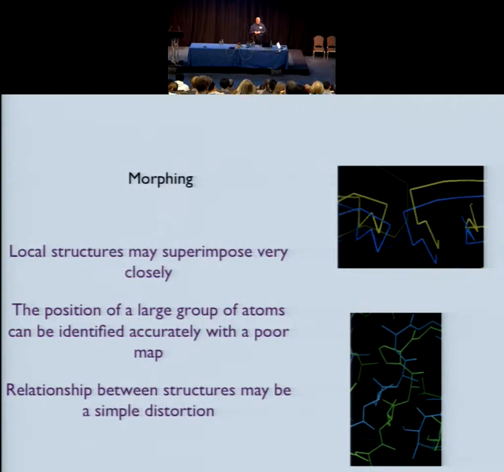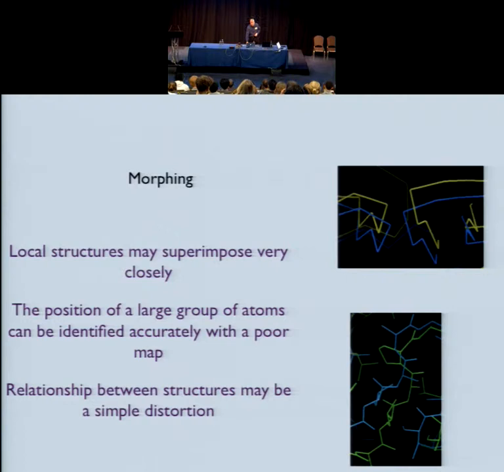We're going to take advantage of this fact that locally the structure may be more similar. We're going to try to distort this model into our electron density map. And one important feature here is that if you tried to do this atom by atom, it would be very difficult because the map is going to be terrible and you have no idea where to move one particular atom. But if you have a large group of atoms, so maybe a 10-angstrom sphere or 6-angstrom sphere, you might be able to figure out where that whole group of atoms goes much more accurately. So if the size of that is on the same scale as the distortion, then everything will work out well. So we're going to assume that this relationship is just a simple distortion.